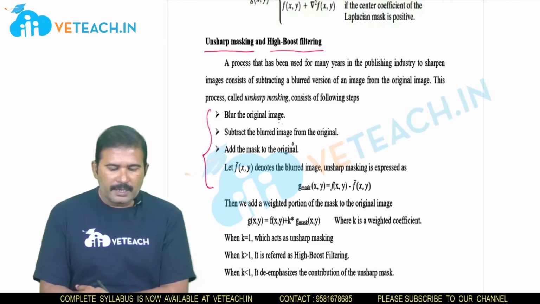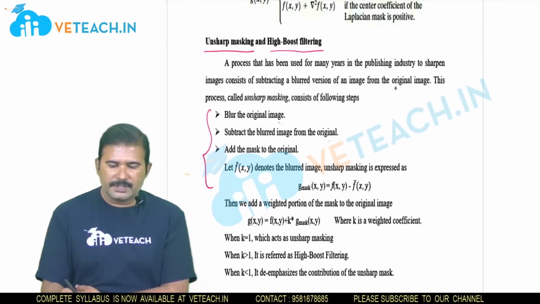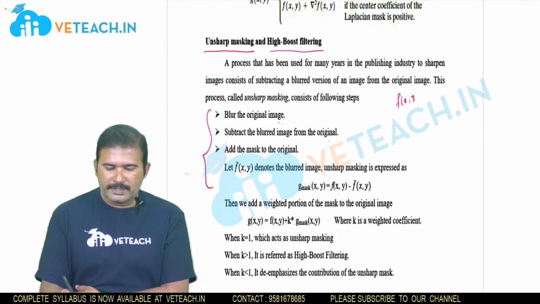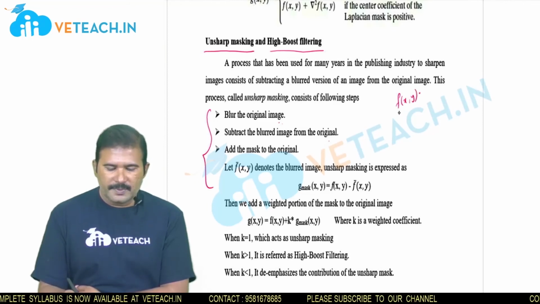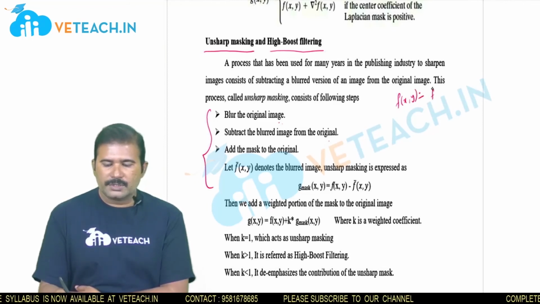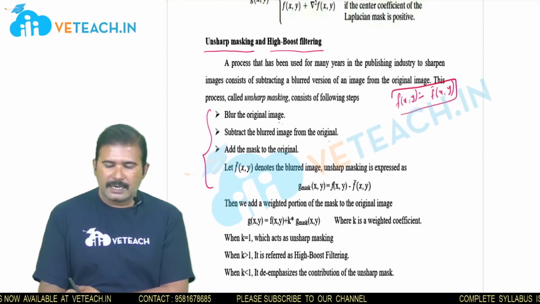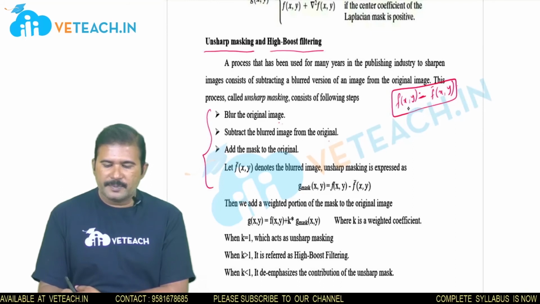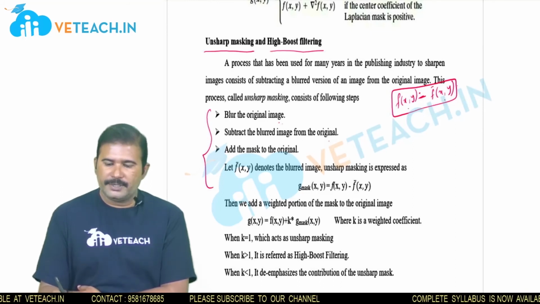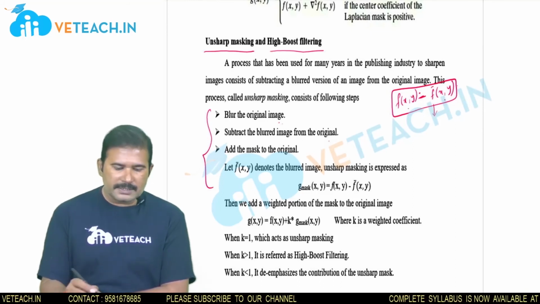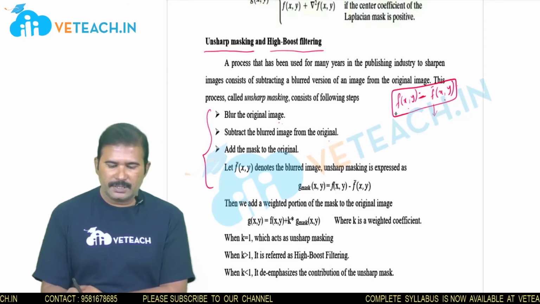Then subtract the blurred image from the original. That means if f of x comma y is the original image, blur the image and subtract the blurred portion. Suppose f dash is the blurred version. The difference is called a mask, that is, the difference between the original image and the blurred version of it. This mask is added to the original image.